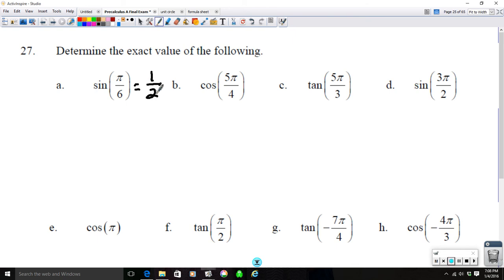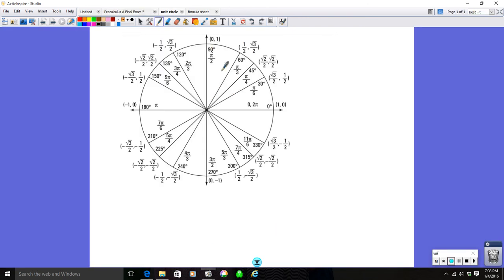Second one, letter B, cosine of 5 pi over 4. Again, go to your unit circle, and you go to 5 pi over 4. And cosine is the first number in the ordered pair, so it's negative root 2 over 2.